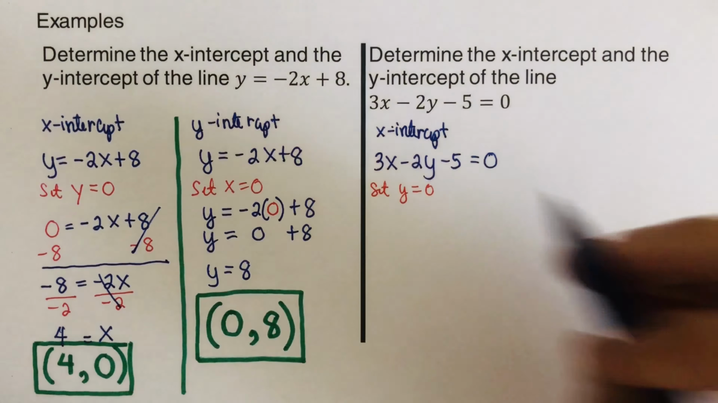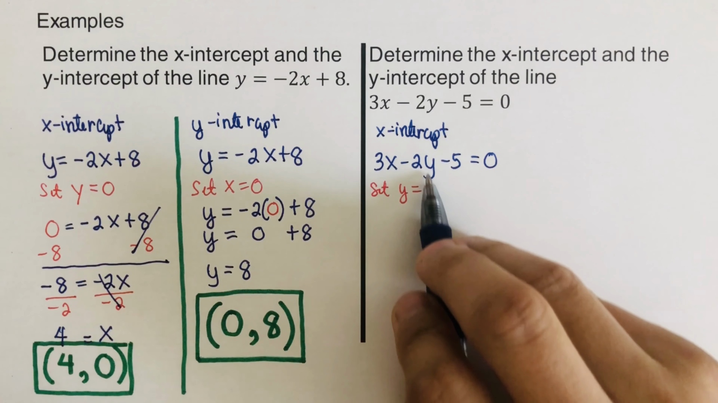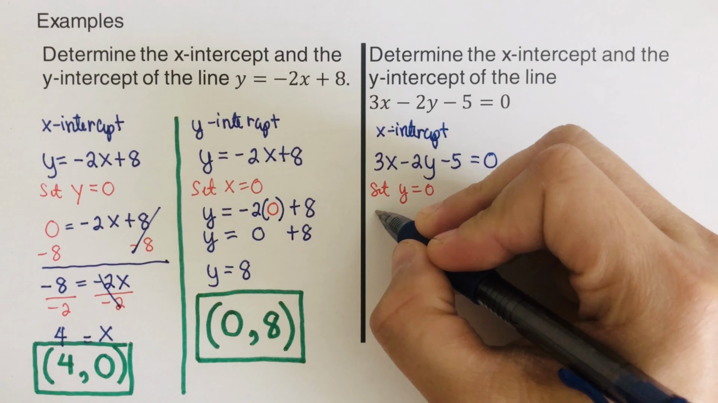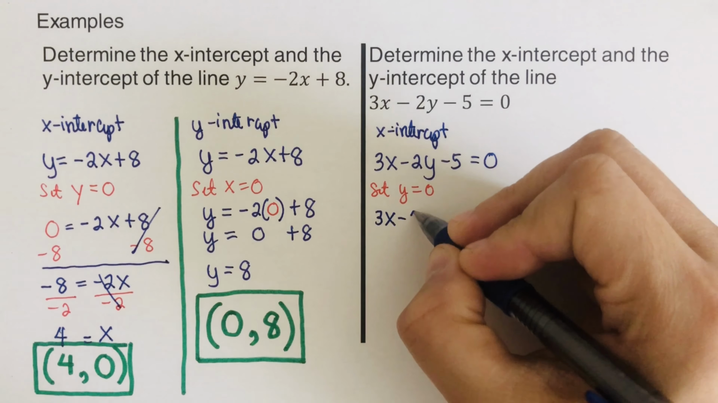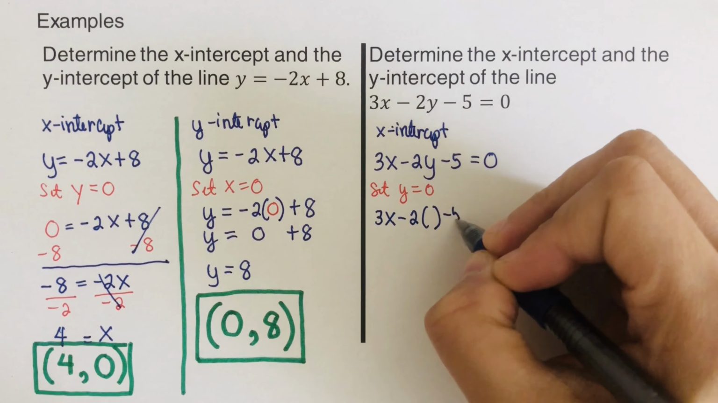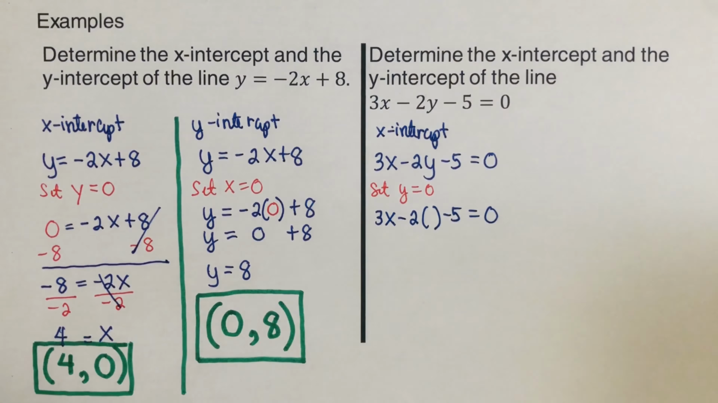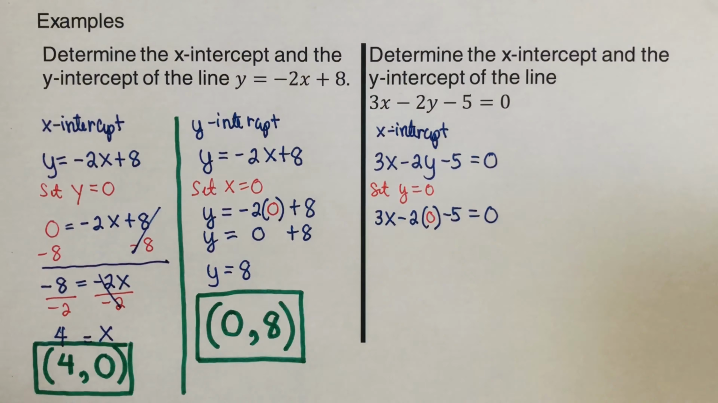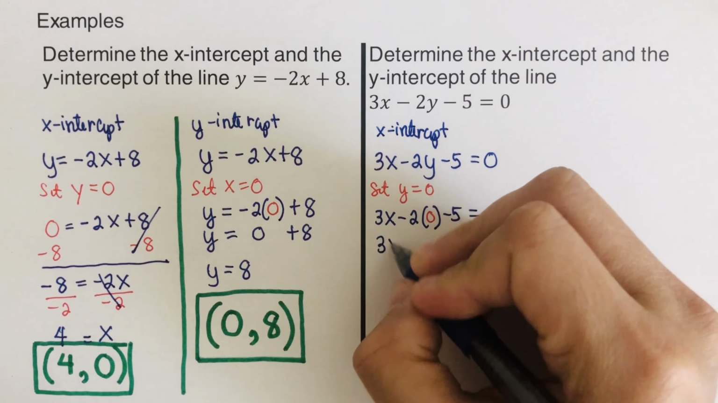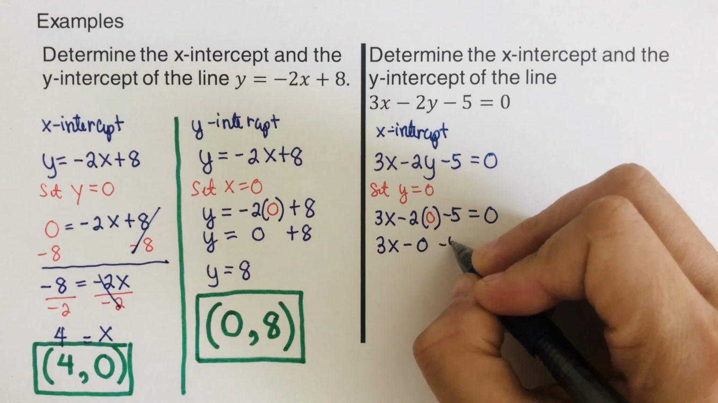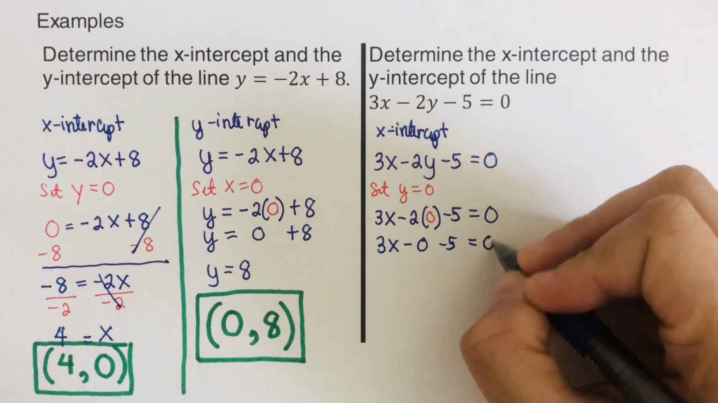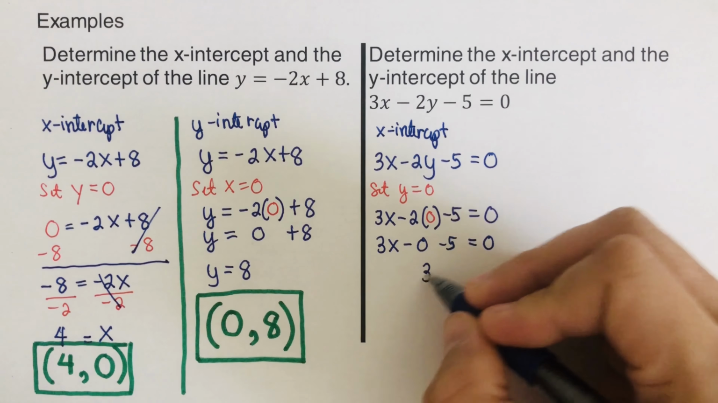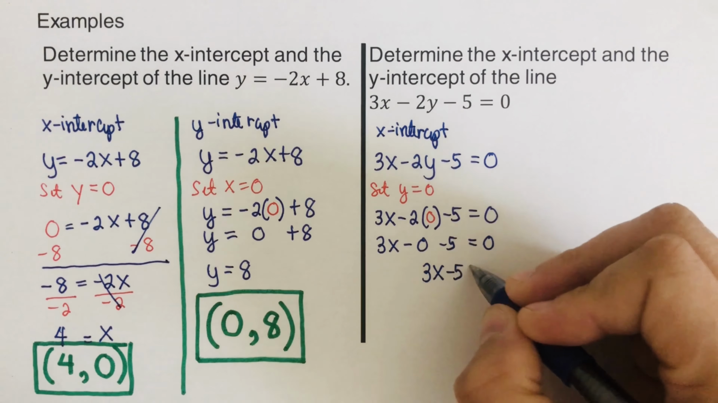So from here, we go ahead and plug the 0 into the y. So our equation would come out 3x minus 2 parentheses minus 5 equals 0. Again, we put in the 0 to the y. So that's 0 right there. So we get 3x minus 0 minus 5 equals 0. So this comes out 3x minus 5 equals 0.